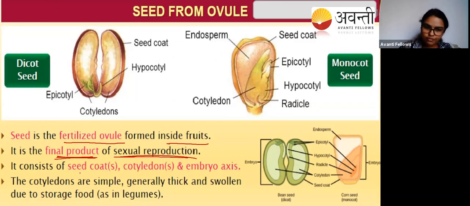It consists of what? Seed coat, cotyledons, and embryo sac. Okay, so you should remember, in a seed we have 3 structures, or it contains 3 components. What is that? Seed coat, cotyledon, and embryonal axis. Okay, so what are the cotyledons? These cotyledons are very simple, they are thick, and they are swollen structures. Why are they swollen? Because they carry so much food, है ना?